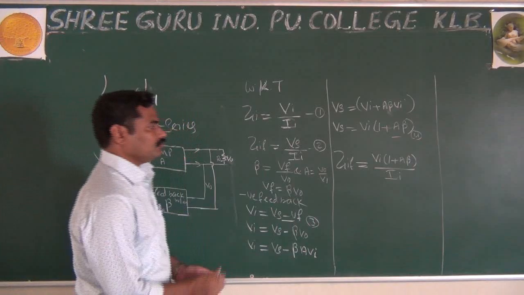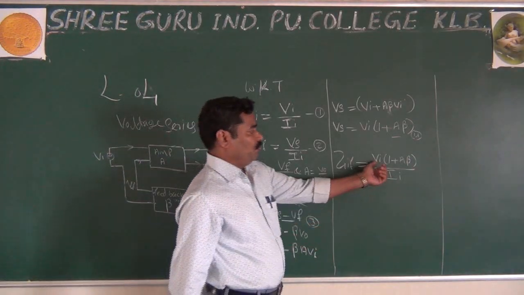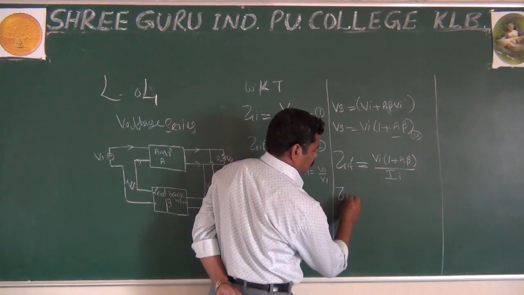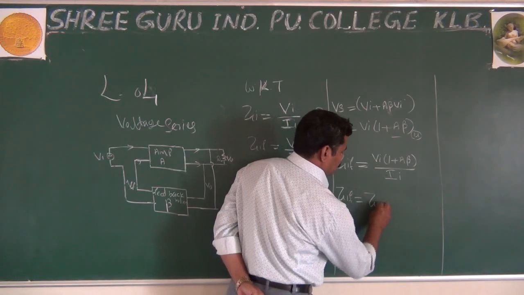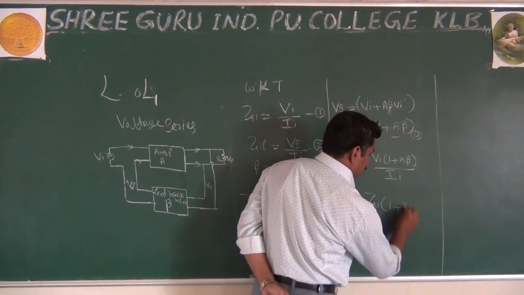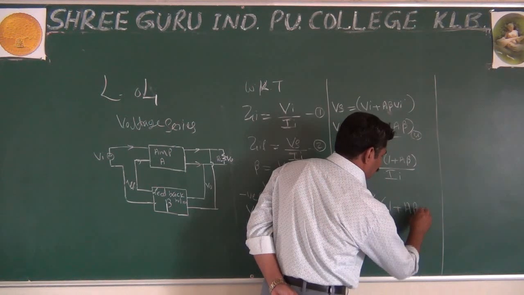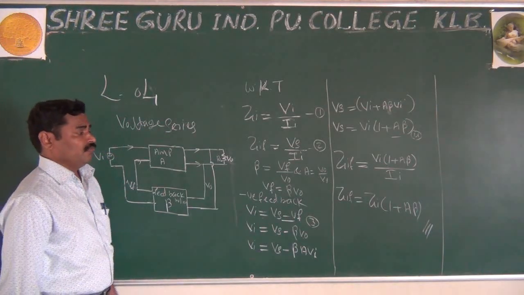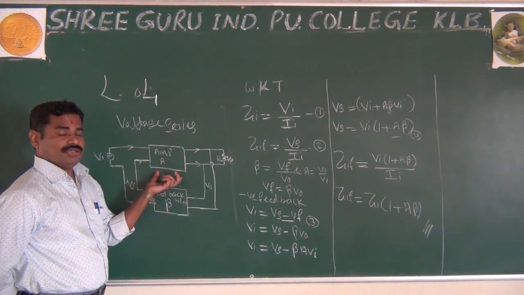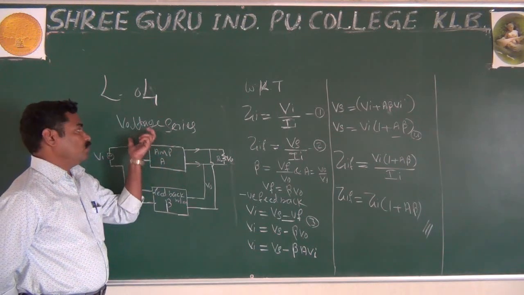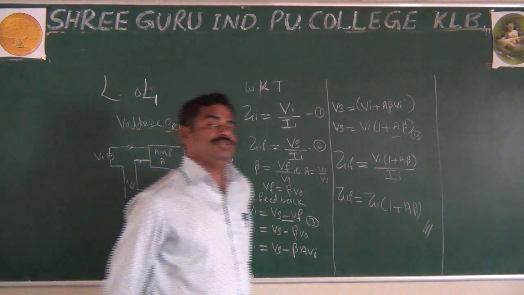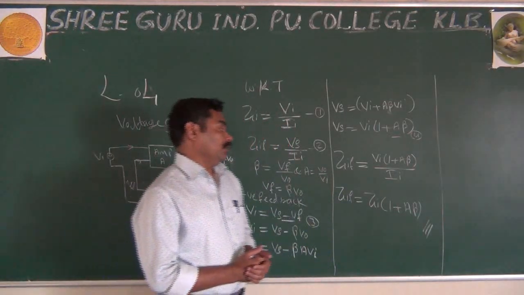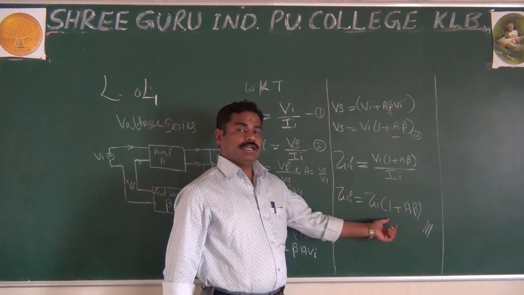And as we know that Vi by II is nothing but ZI, so ZIF equal to ZI into 1 plus A beta. This is nothing but your input impedance. Very simple. As I said here, if you are using negative feedback, especially the voltage series topology, what happens? The input impedance increases. How much does it increase? That is 1 plus A beta times.